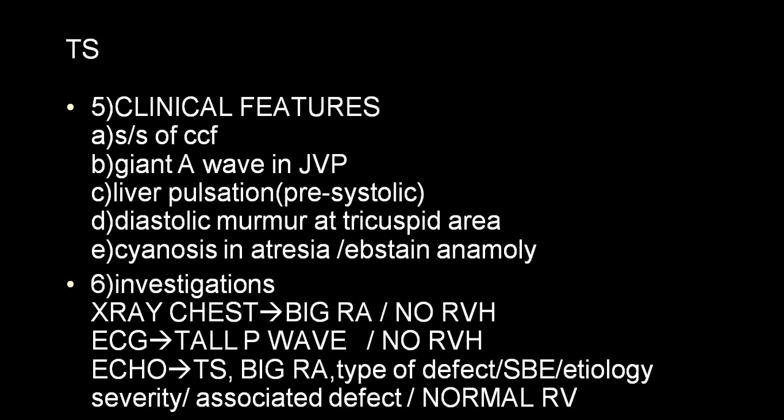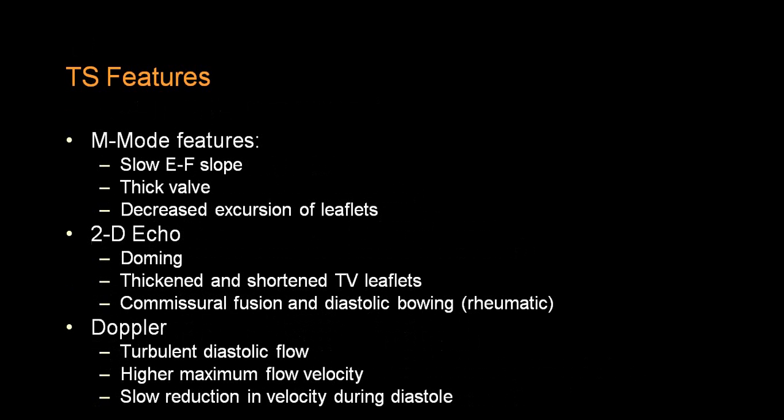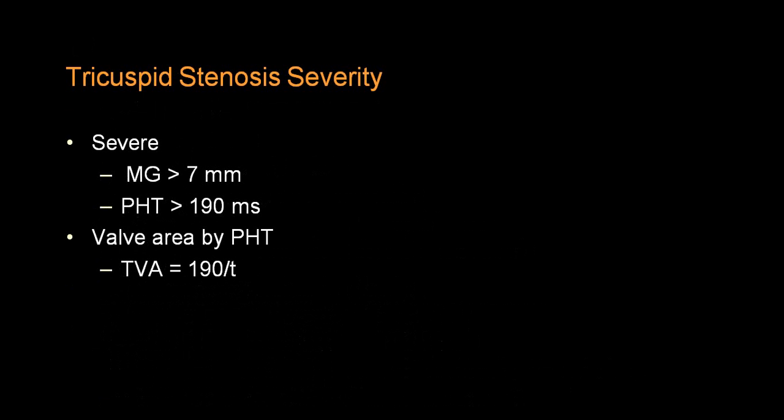Echo will show the types of tricuspid stenosis, whether it is isolated or associated with other lesions, the size of the RA and RV chambers, infective endocarditis present or absent, thrombus formation, associated defects, etc. can be identified. So, echocardiography is very helpful. Severity-wise, depending upon the area and the transvalvular gradient, you can divide into mild, moderate and severe.